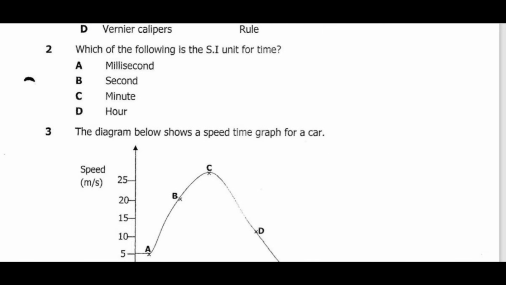Then we move on to question 2. Which of the following is the standard unit for time? So the standard unit for time is just a second.